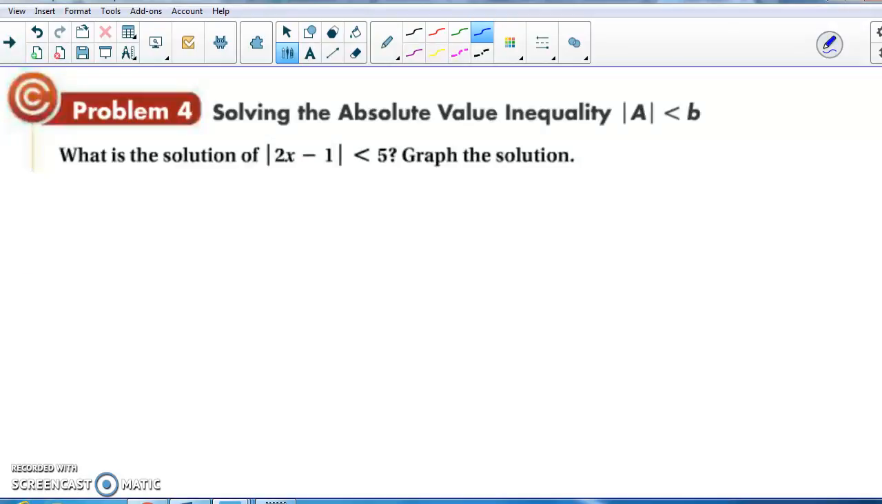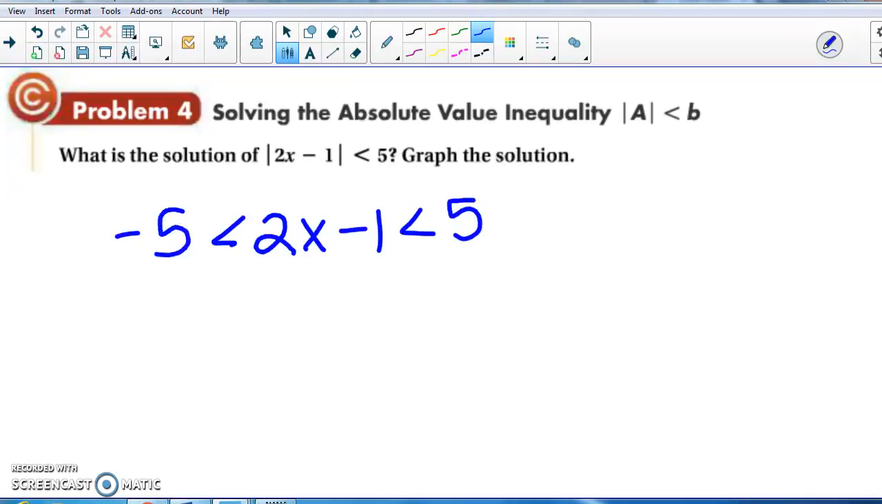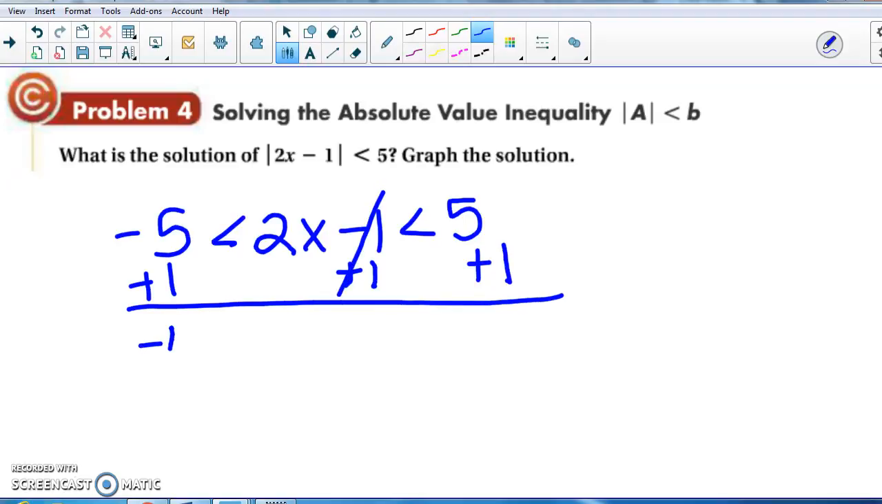What is the solution of the absolute value of 2x minus 1 is less than 5? So we know that 2x minus 1 is between negative 5 and 5. I can solve this compound inequality. Whatever I do to the left side I need to do to the right side. So I'm going to look at the middle and I'm going to add 1, but I'm going to add 1 to both outsides. And therefore I'm left with negative 4 is less than 2x, which is less than 6.